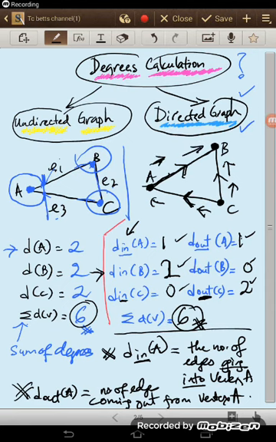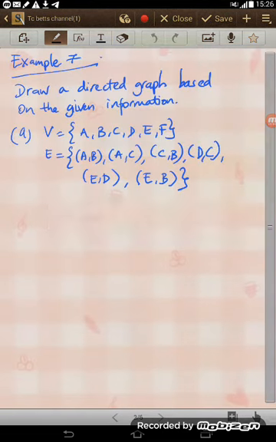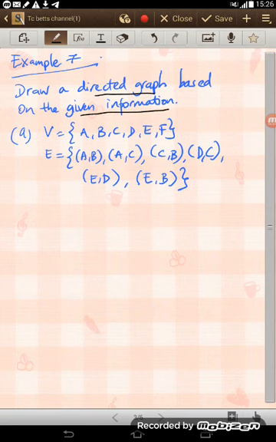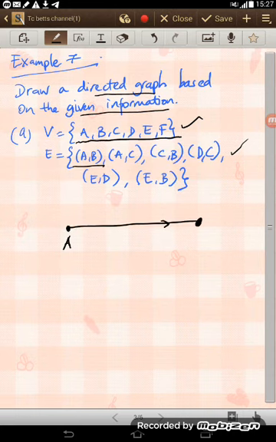Okay, let's look at an example. Example 7. Draw a directed graph based on the given information. Your vertices are A, B, C, D, E, F, and you are given 6 edges here. So how to draw a directed graph? Bear in mind the vertices are A, B, C, D, E, F. We start with AB first. You can do like this.